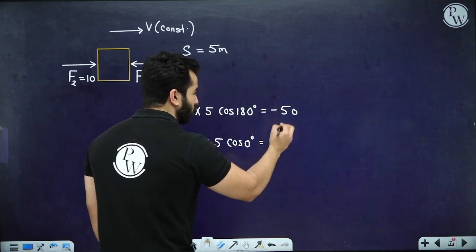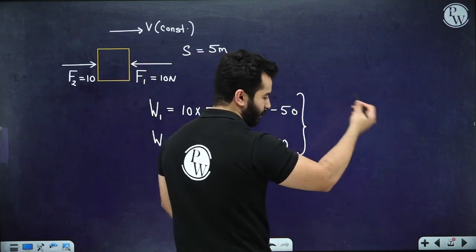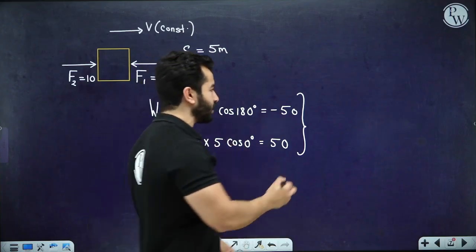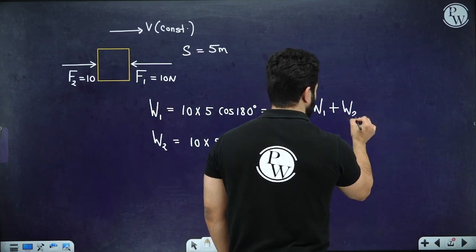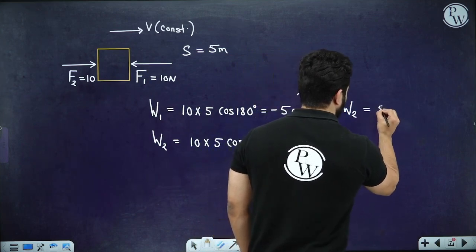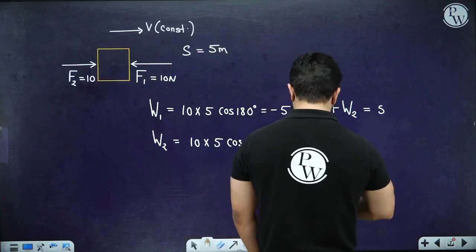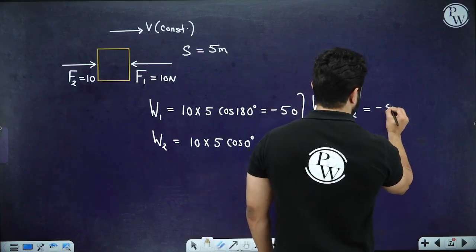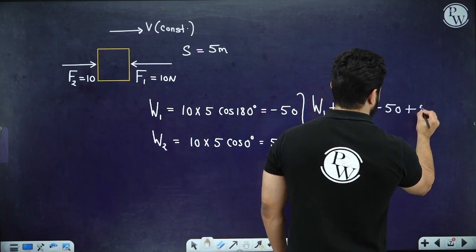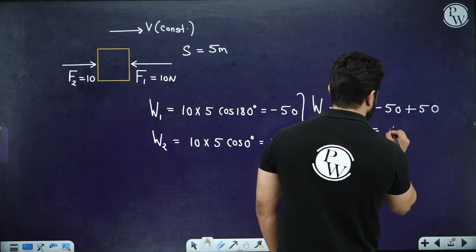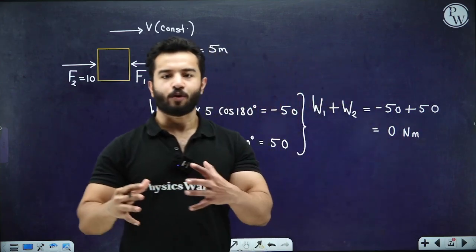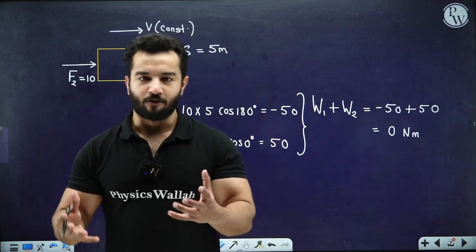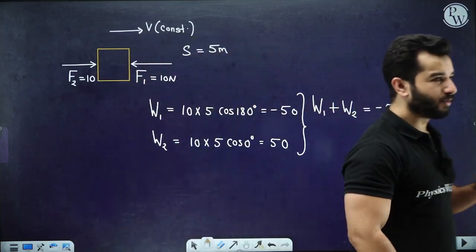So when we talk about the total work done, we mean work done by all the forces. We are going to write work done by force 1 plus work done by force 2. It's going to be a scalar addition. It's going to be minus 50 and plus 50. That's it. So the net work done is 0 Newton meter, but individual forces may have work, right? So this is what it is.